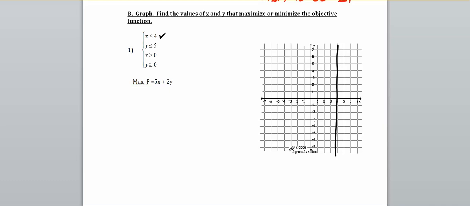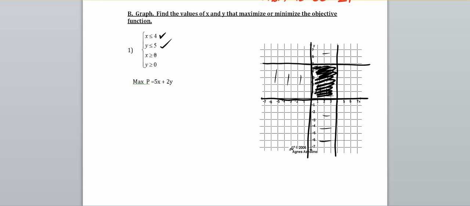Okay, and I'm going to shade this way, so I'm just going to shade it lightly for now. Y less than or equal to 5 is going to be a horizontal line, and I have to shade less than that. X greater than or equal to 0 is going to be a vertical line at 0, so I'm here and I'm greater than. And y greater than or equal to 0 is going to be the x-axis, and I'm greater than that. So if you look, the overlap is going to be my rectangle right there.